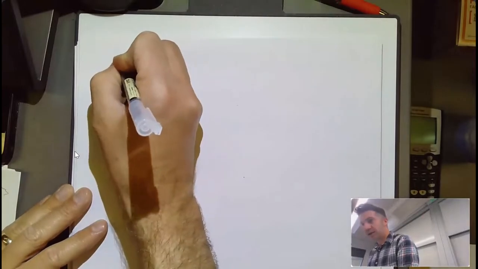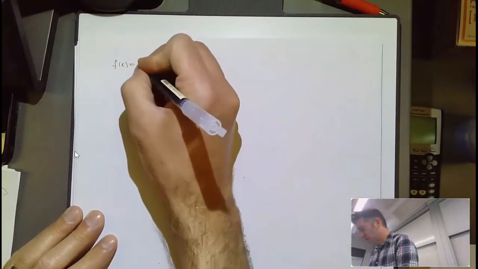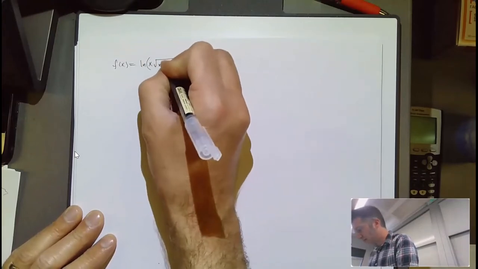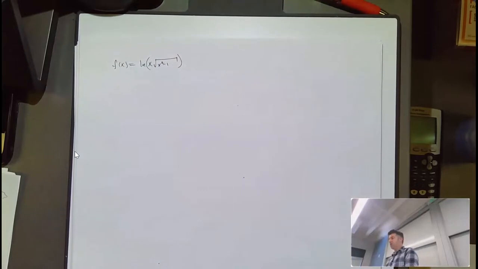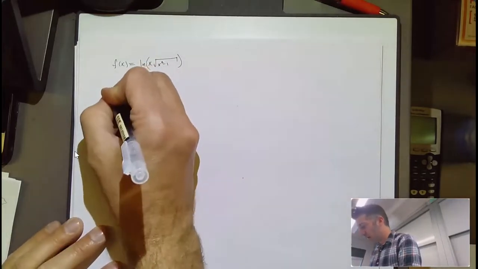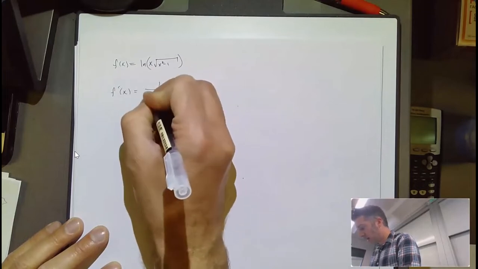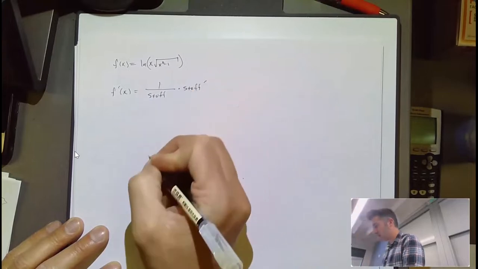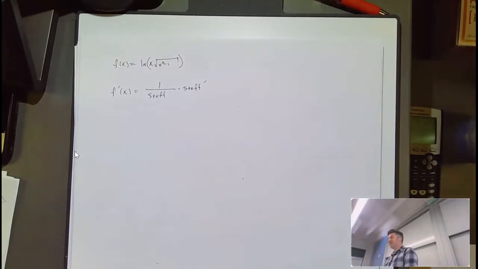Let's say we had something like f of x equal to the natural log of x times the square root of x squared minus 1. You could certainly do this the long way. I'm not going to write it out, but you could say f prime of x is going to be 1 over the stuff times the derivative of the stuff. But I don't really want to do that, because for the derivative of the stuff I'm going to have to use the product rule and the chain rule, and it's just more work than I need to do.